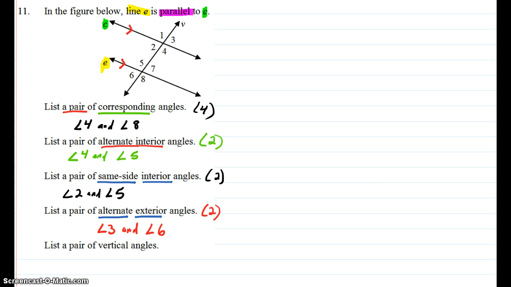And now let's do the vertical angles. So vertical angles, also called opposite angles, are 2 angles that are on top of each other. So let's start here, angle 1 and angle 4 are vertical. Angle 3 and angle 2 are vertical. Angle 5 goes with angle 8. And finally, angle 7 goes with angle 6. And so I'll write the last one, angle 6 and angle 7, and you can see that there were 4 answers there.